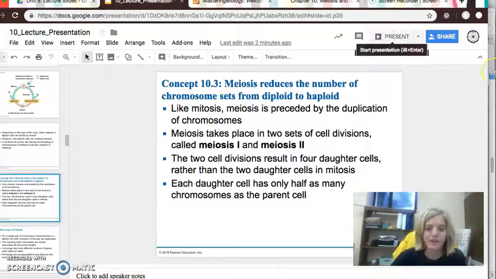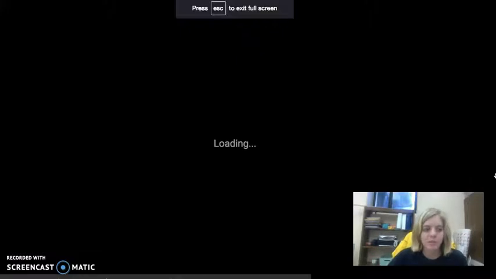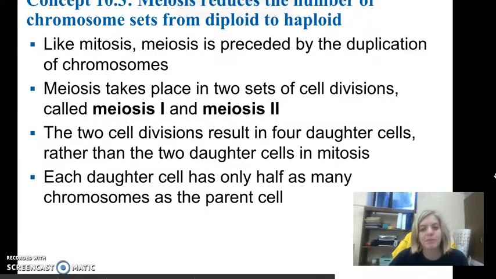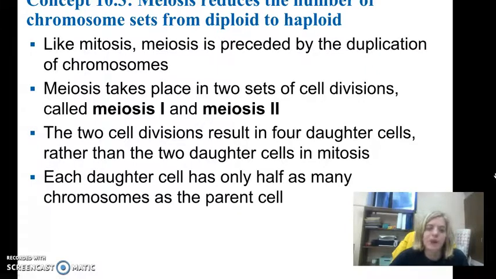Hello. We are going to begin today by discussing the process of meiosis. You've probably already learned about the process of mitosis, and meiosis has some similarities, but there are also some important differences. We like to call meiosis the reduction division because instead of giving us the same number of chromosomes at the end, we end up with half the number of chromosomes.